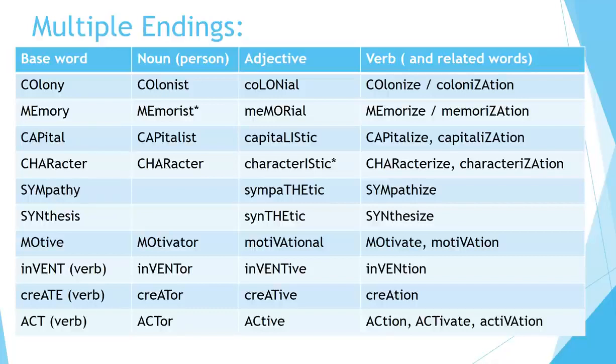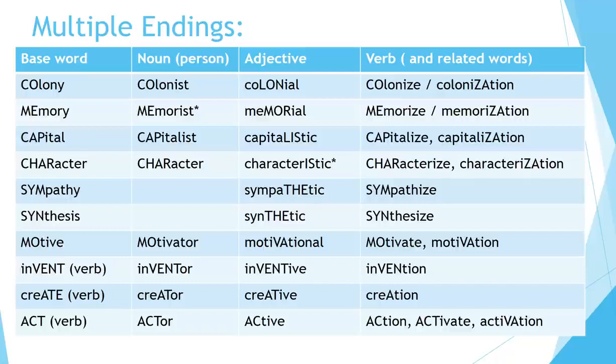Invent. This is a verb for the base word. The other ones above were nouns. Inventor, inventive, invention. Create. Again, this one is also a verb. Creator, creative, creation. Act. We have a one-syllable word here, which is also a verb. Actor, active, action. Activate, activation.